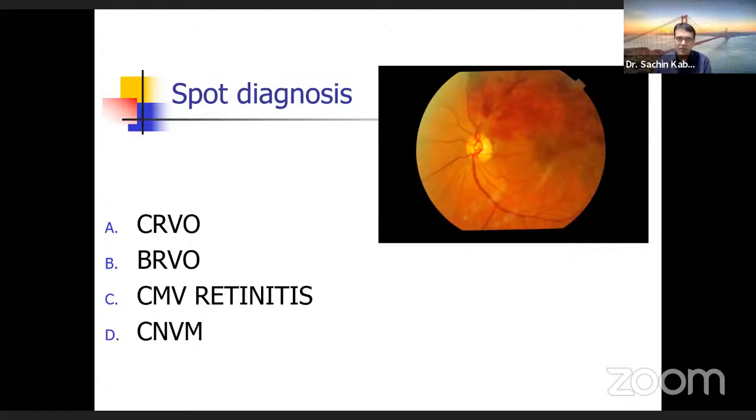Very, very simple clinical pictures. Everybody sees these patients in the OPD. Okay, the time is up. The answer is branch retinal vein occlusion. Central retinal vein occlusion will have hemorrhages all over the fundus. These are sectoral hemorrhages with a heavy crossing blockage of the blood vein. So the answer is BRVO, branch retinal vein occlusion.